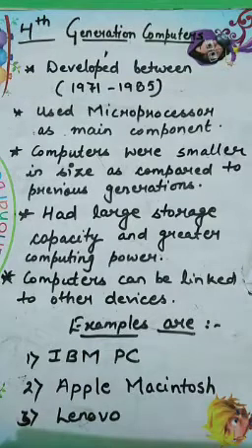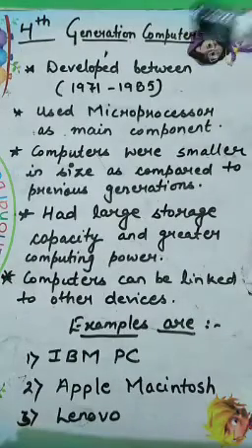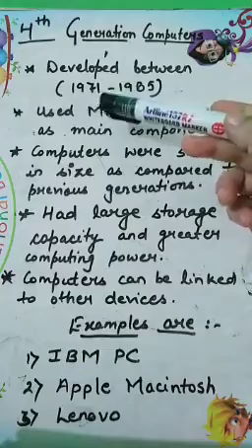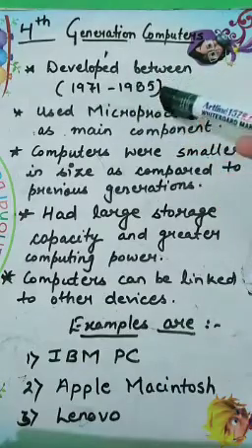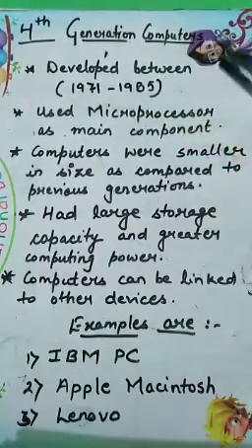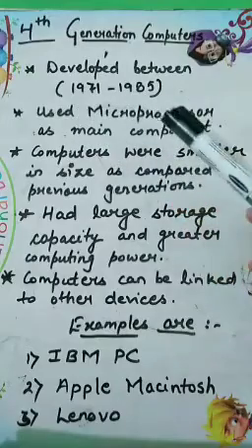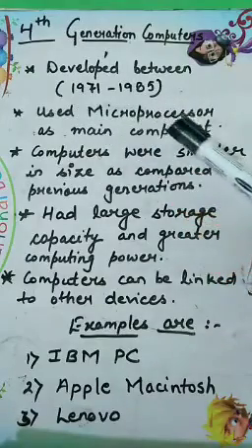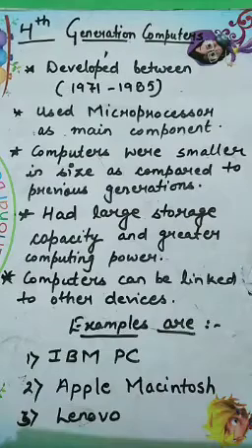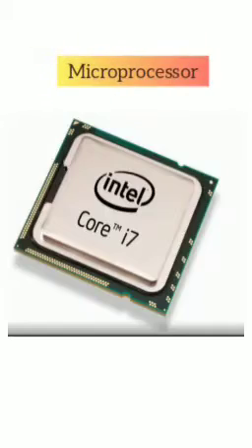Okay children, now let's move on to our next generation, that is the fourth generation of computer. These computers were developed between 1971 and 1985. Children, these computers used microprocessors as the main component and replaced integrated circuits. See children, this is an example of a microprocessor. Nowadays, the Intel Core series is considered to be the most powerful microprocessor.